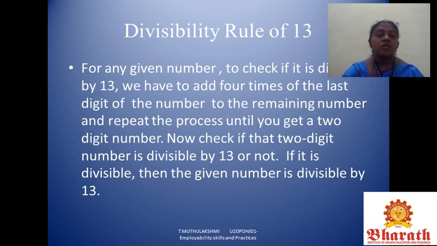So next rule, divisibility rule of 13. For any given number, to check if it is divisible by 13, we have to add 4 times the last digit of the number to the remaining number. Repeat the process until you get a 2-digit number. Now check if that 2-digit number is divisible by 13 or not. If it is divisible, then the given number is divisible by 13.